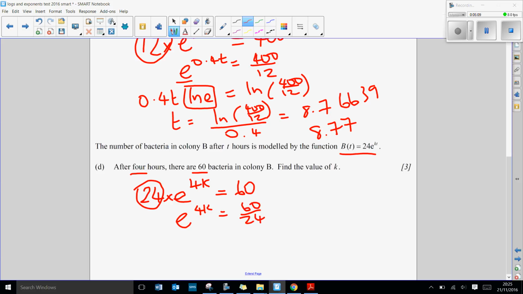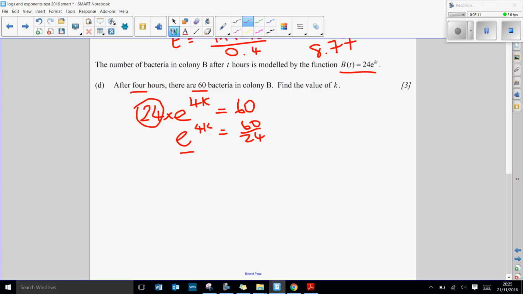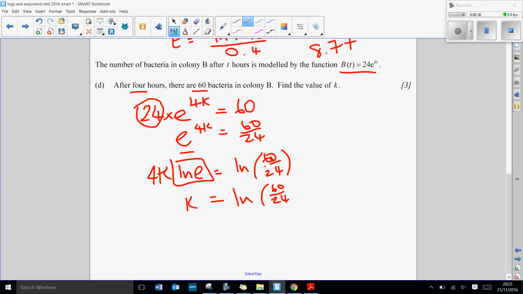Again, take natural logs because it's base e. So we've got 4k ln e equals natural log of 60 over 24. This is equal to 1. So k is natural log of 60 over 24 divided by 4. And that gives an answer of 0.229 to 3 significant figures. Again, rounding to 3 significant figures is important on the SL course.